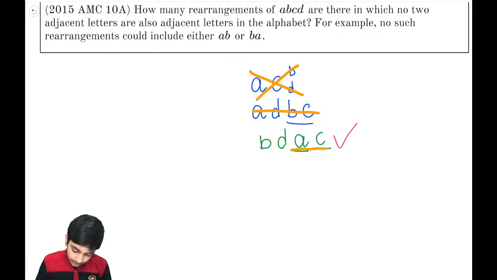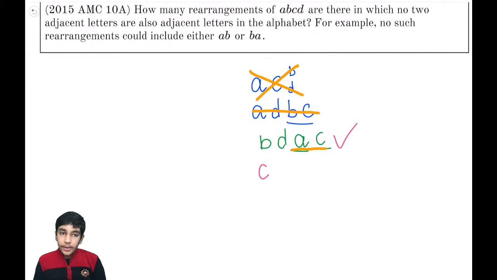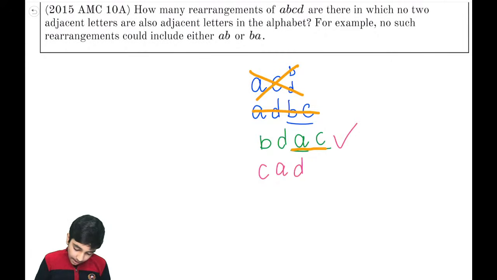So for the next case, we can also have C. So if C is here, then what are the possibilities for the second slot? The second slot can be A, B, or D. But it can't be B or D because B and D are next to C alphabetically. So it will have to be A. And then after that, what slot will it be? Well, it can either be B or D. But B is next to A alphabetically, meaning it will have to be D. And the last slot will have to be B. And we're good because D and B are not next to each other alphabetically. So another case there.